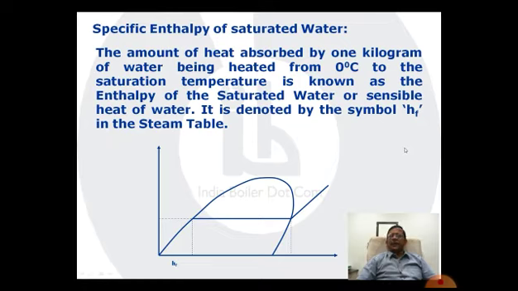So the next thing is the enthalpy calculations, the specific enthalpy of water. That is the first thing. Usually the specific enthalpy of saturated water, when the water is at saturation temperature, we need to find it out from the steam table, right? This part of the sensible heat is the sensible enthalpy of saturated water. We get it from the steam table. It is denoted by HF.